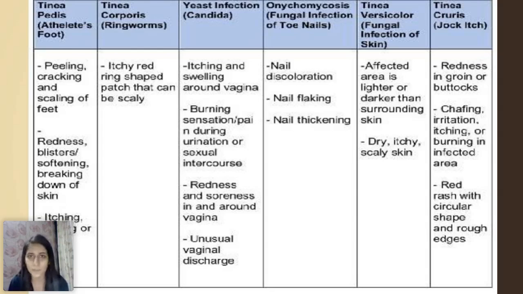Toenails we already discussed. Tinea versicolor, we already discussed that it is the infection of the skin. Affected area is lighter or darker, and dry, scaly, itchy skin would be present.